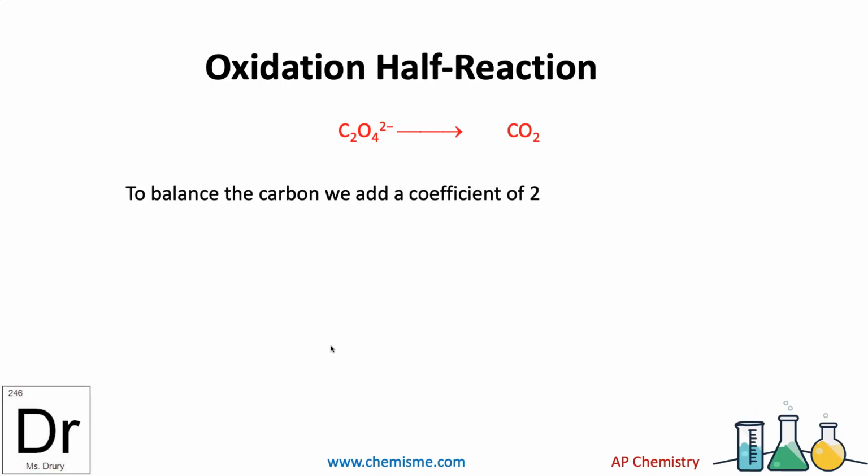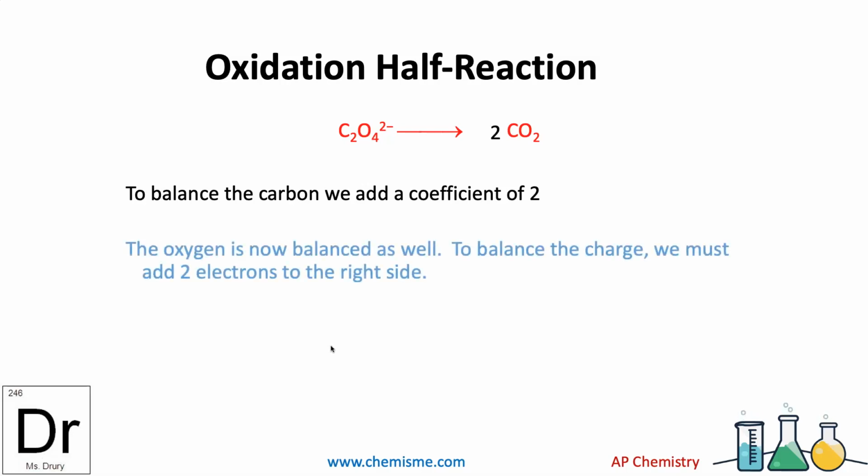So to balance the carbon, we're adding a coefficient of 2 in front of CO2, which will also actually balance my oxygens by accident. And since the oxygens are balanced as well, I'm going to skip all the way over to balancing the charge because I don't need any hydrogens or waters. So if I look on the left, I have 2 minuses, and on the right, I have 0 charge. So I'm going to add 2 electrons to the right, so it's 2 negatives on the left and 2 negatives on the right. And that's the whole half reaction there, so it could be really easy.